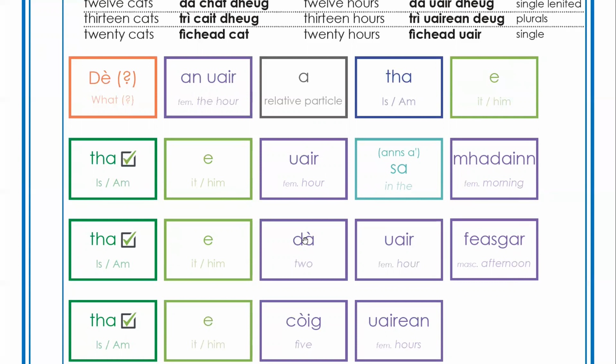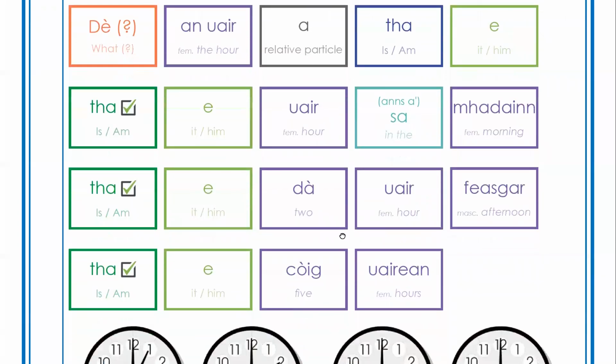Tha dà uair, singular again, tha dà uair sa mhadainn, tha dà uair feasgar. And then afterwards just tha còig uairean. Tha còig uairean sa mhadainn, tha còig uairean feasgar.